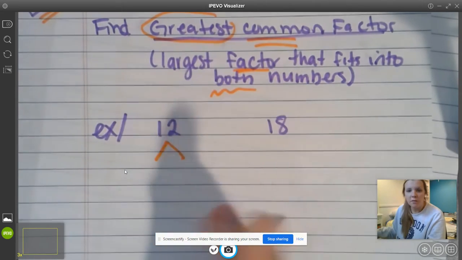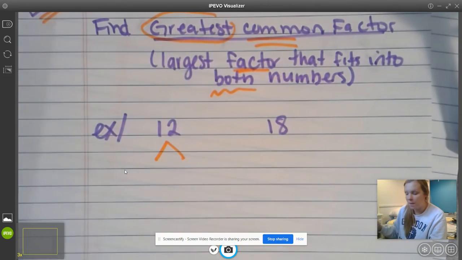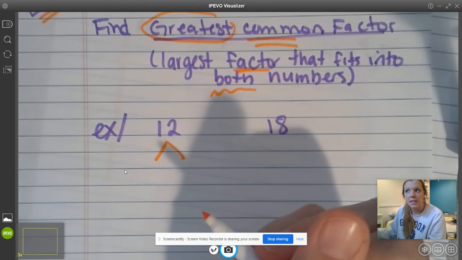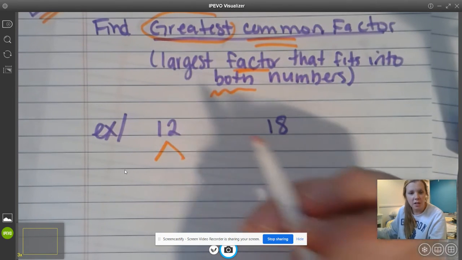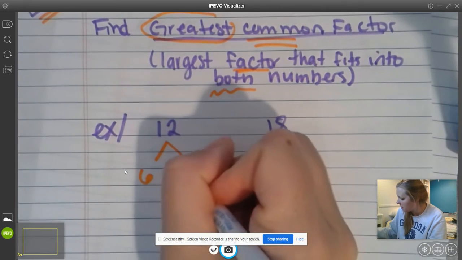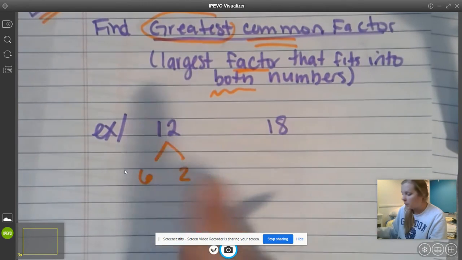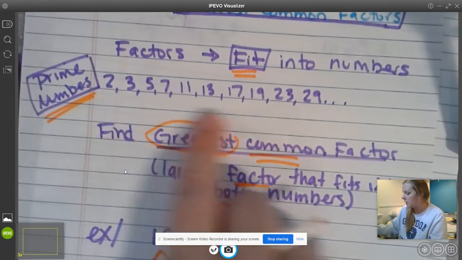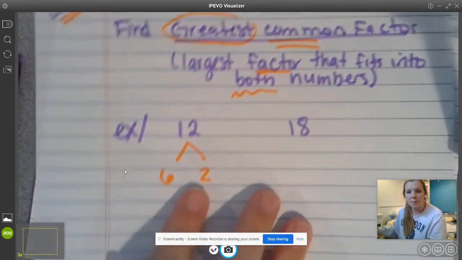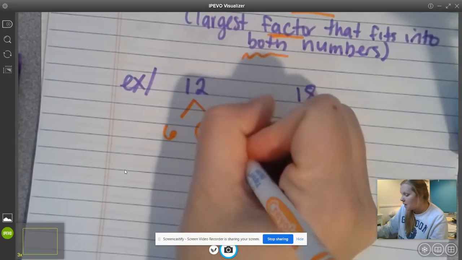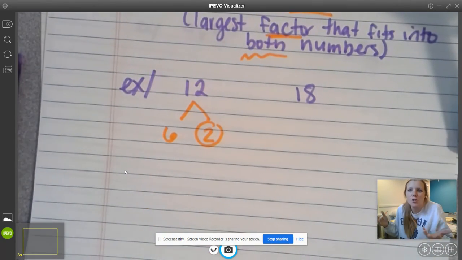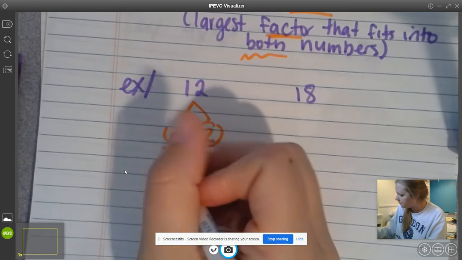And so 12 can break down into 3 and 4, or 6 and 2, or 12 and 1. There's lots of ways to break it down. I'll break it down into 6 and 2. And when I get to a prime number, remember we wrote down a list of the prime numbers right here? When we get to a prime number, I'm going to circle it because it means that branch is done. I can't break the 2 into any other numbers besides 2 and 1, but that doesn't change anything.